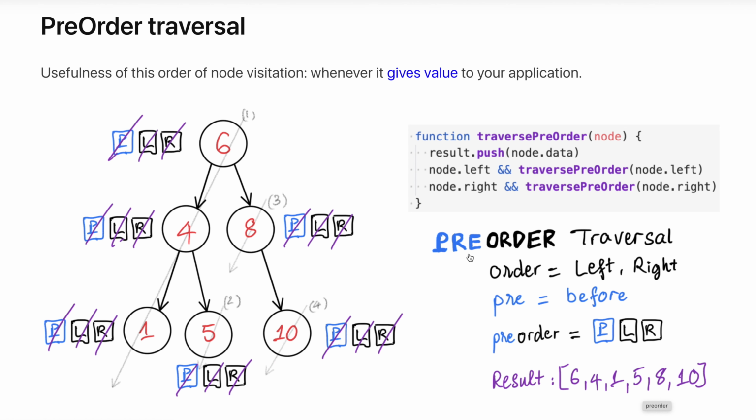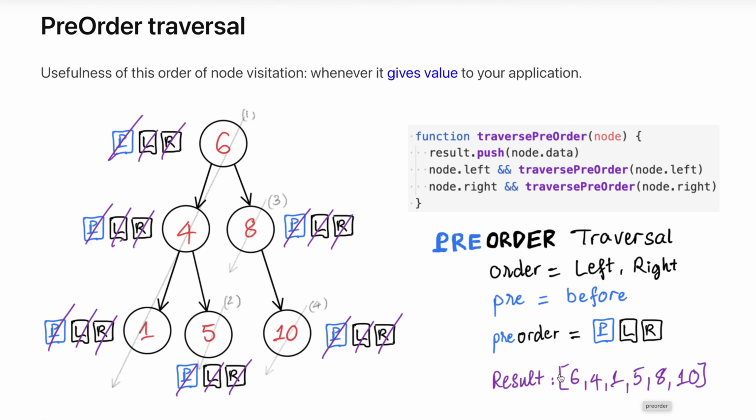Now let's get to the name. How do we remember this name and connect it to the code? It's fairly simple. When we talk about PreOrder, order is left then right. Pre means before. So when we say PreOrder, that means we process the node before the left and right traversal. So this is pre and this is order. So the PreOrder name itself already says how the code looks. So that's the name and the code.